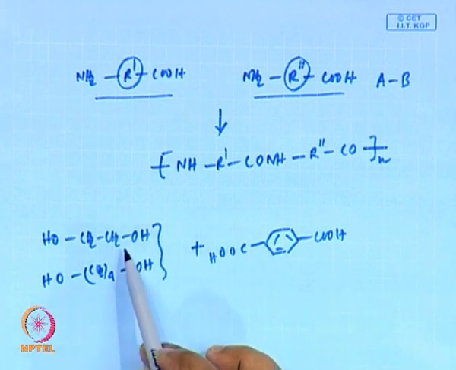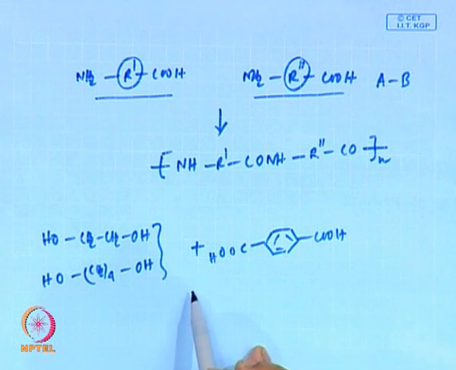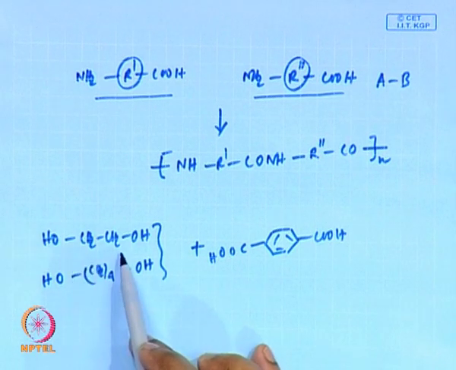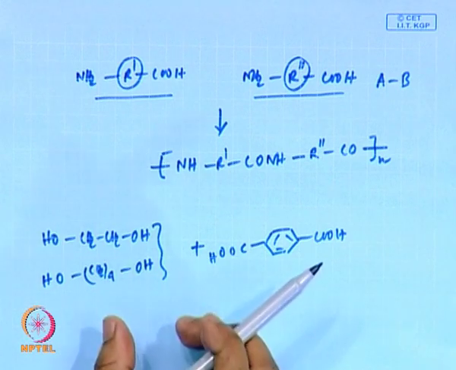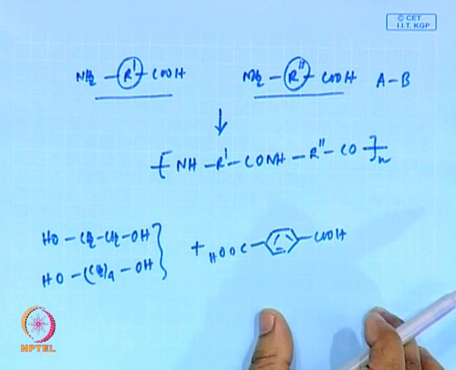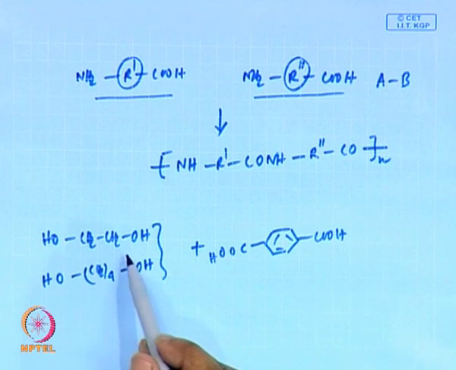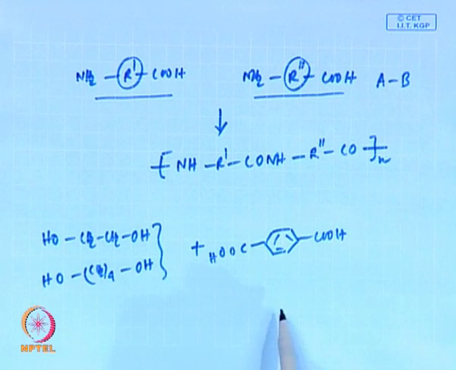Now, what do you expect when you make this copolymer? Will there be an alternating copolymer? That means, will you have the ethylene glycol group and butylene glycol group always next to each other? Will you expect that, or will you expect that there will be random copolymers?